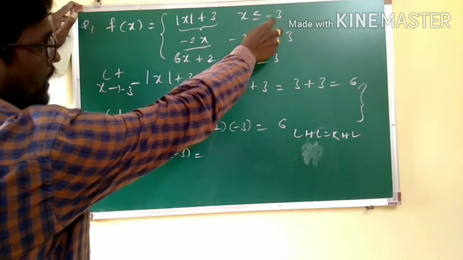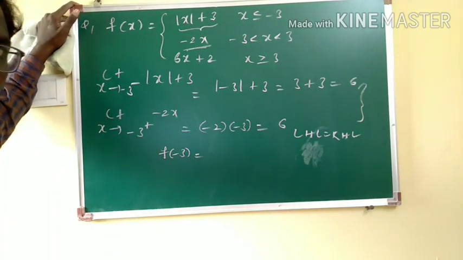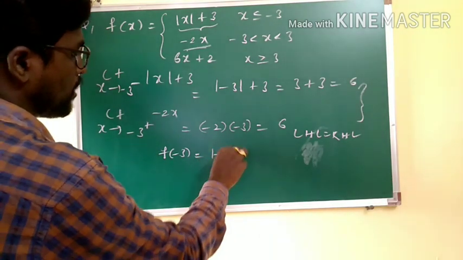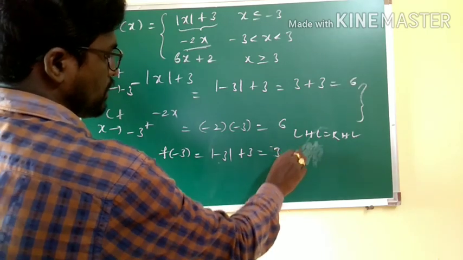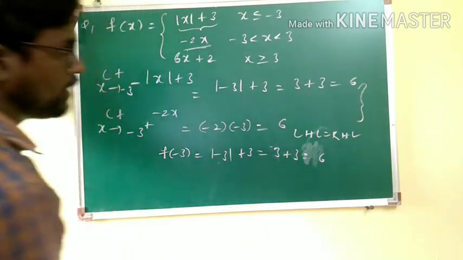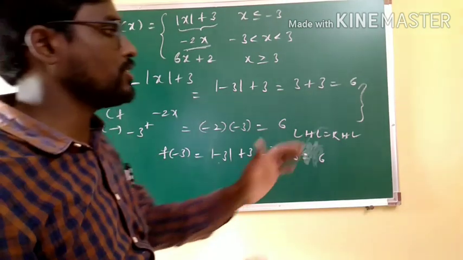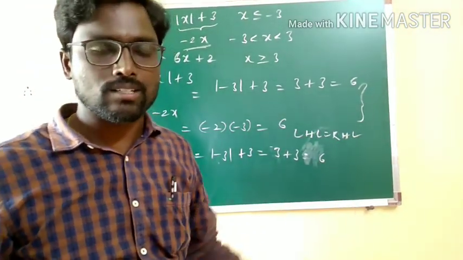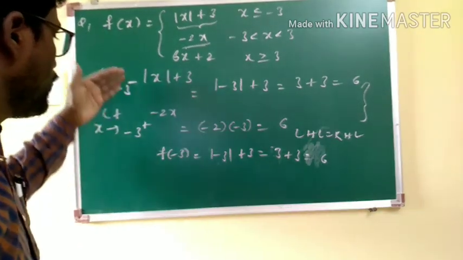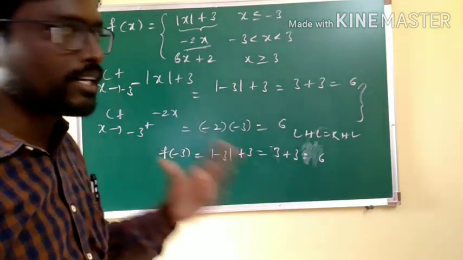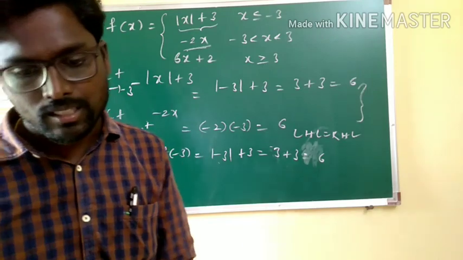For x equal to minus 3, the suitable function is mod x plus 3. So mod minus 3 plus 3. What is mod minus 3? It is equal to plus 3, so the value is 6. Therefore, very clearly here LHL is equal to RHL is equal to the function value, that is f of minus 3. And hence we say at x equal to minus 3, it is going to be continuous. It is not going to be discontinuous.